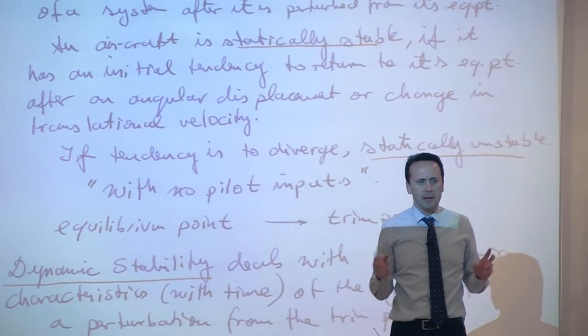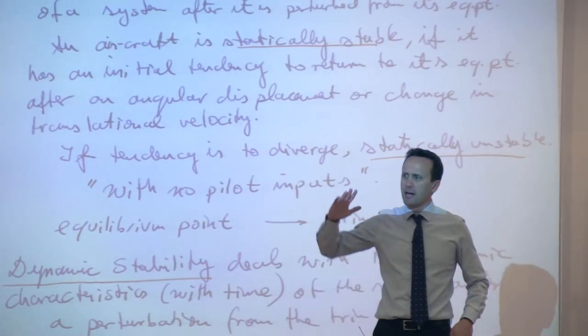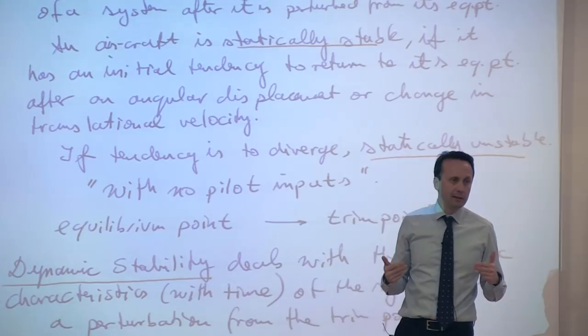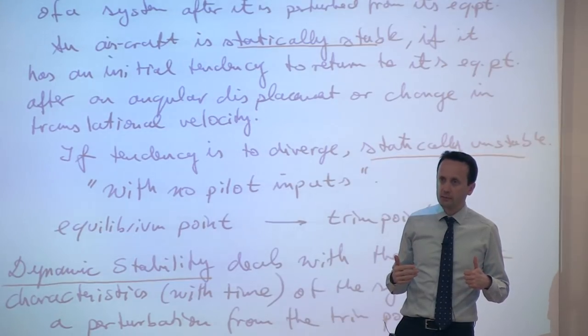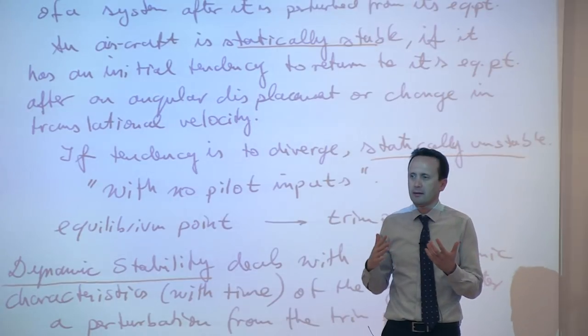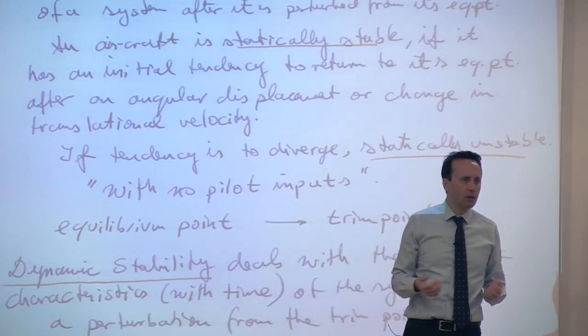Generally, when people say they made a stable airplane, they usually mean an airplane that is statically stable but also has nice dynamic stability characteristics. Okay, so it comes back to the equilibrium point in a nice way. It won't take a really long time.